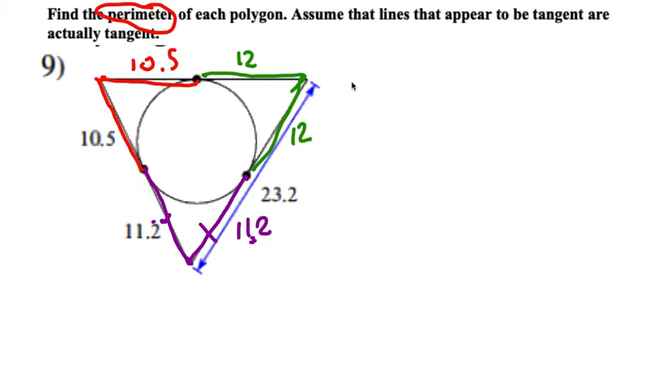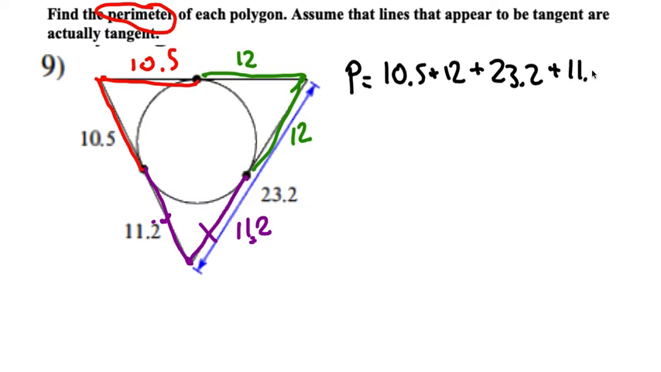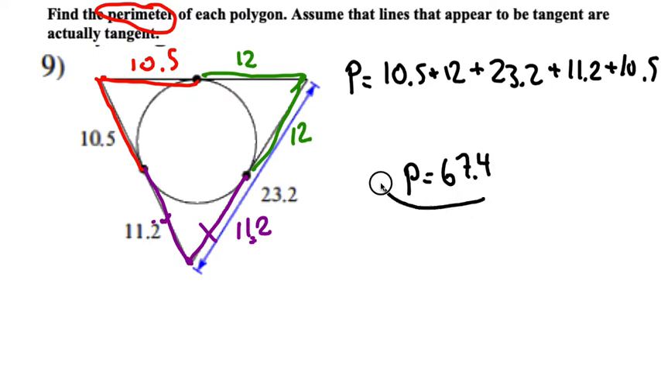That just means we need to take all these numbers and add them up. So the perimeter would be 10.5 plus 12 plus, well, I'm just going to use this whole 23.2 because they already gave us that, right? Plus the 11.2 and the 10.5, and that should get us all the way around. What does that mean? Well, in the end, if you add it all up, we get a perimeter of a nice round, drum roll, 67.4, and that's it.